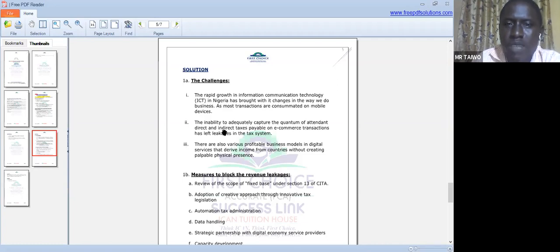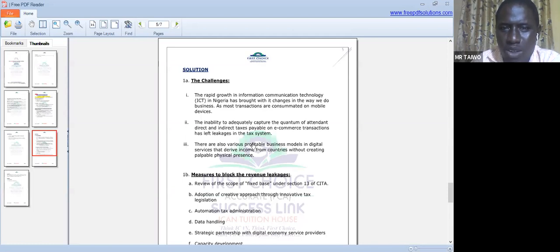Another one: the inability to adequately capture the quantum of attendant direct and indirect taxes payable on e-commerce transactions has led to leakages in the tax system. E-commerce is when you are using IT to do your business. Direct and indirect taxes are payable on e-commerce transactions. There is a lot of leakages in that environment.